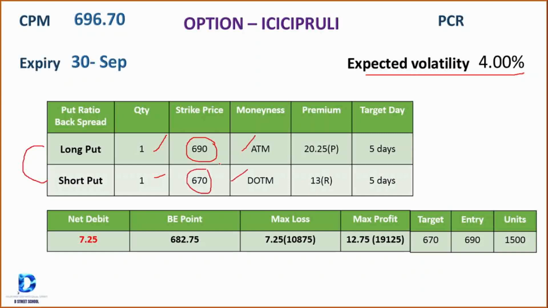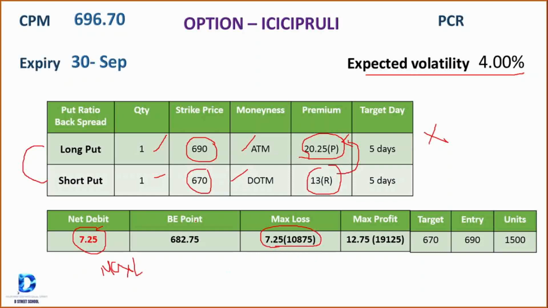When I initiate the long put, I have to pay a premium, right? That would be 20 rupees 25 paise. Our target period would be 5 days. When I initiate the short put, I'll be receiving a premium. How much am I going to receive? 13 rupees. So our net debit would be 7 rupees 25 paise. Simple. When we subtract this 13 from this 20.25, that would be our net debit, which means this is the maximum loss we incur in this trade. So we will not lose more money. As I said, our loss will be limited. That would be 10,870.